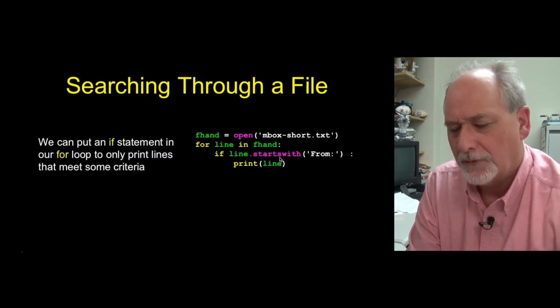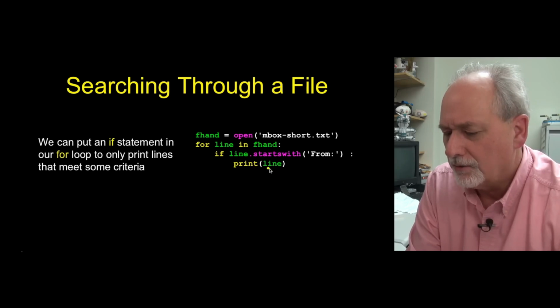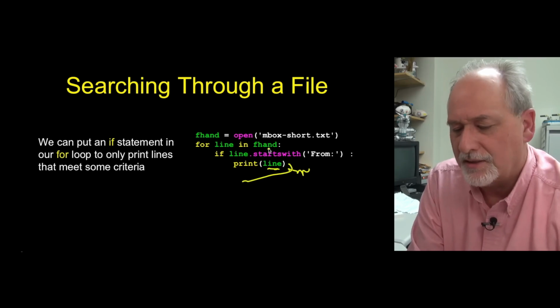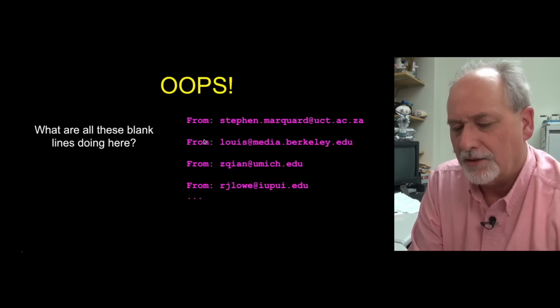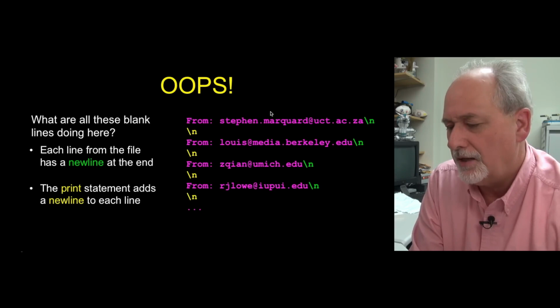Yeah, this is the one I want to do. If we look at the code, there's a new line in here, and then the print adds another new line. So the print adds a separate new line, and that's how we get two new lines: the print statement's new line and the new line from the file.